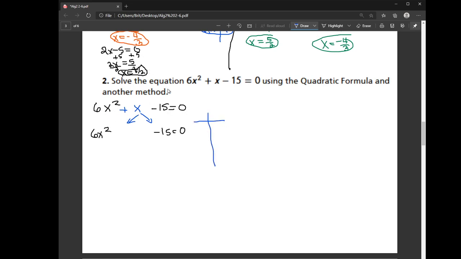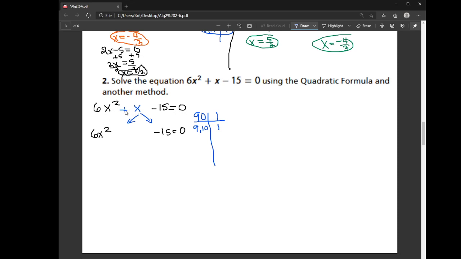Alright, so a times c, I'm doing 6 times 15. That's 90. And then my b value here is 1, and they have to subtract. So I'm finding the factors of 90 that when I subtract make 1. Well, 90 is divisible by 10, and so 9 and 10 I think is the quickest one to see. So that was pretty easy.